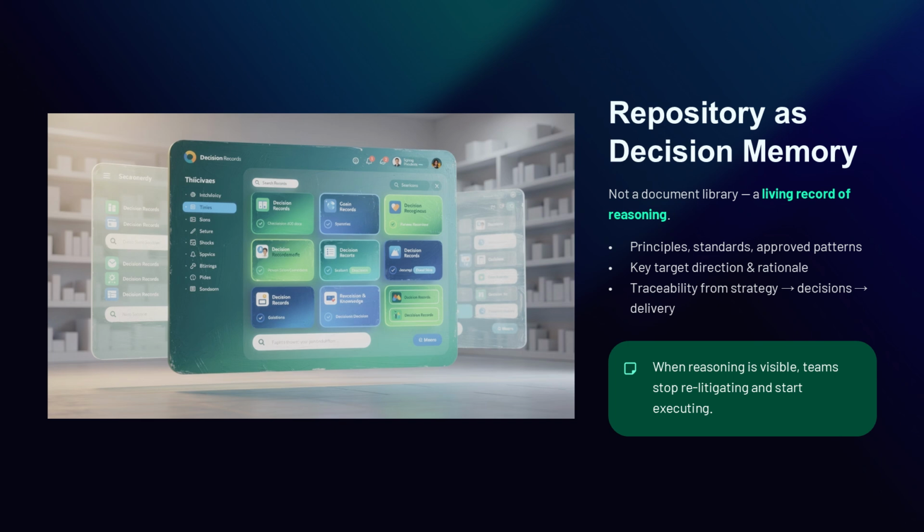The repository should not become a dumping ground for diagrams. It should act as decision memory where people can find principles, standards, approved patterns, key target direction, and the reasoning behind major choices. This matters because repeated debate is expensive. When the reasoning is visible, teams stop relitigating the same choices and start executing. A decision-focused repository also supports governance and audits because it provides traceability from strategy to decisions to delivery outcomes.